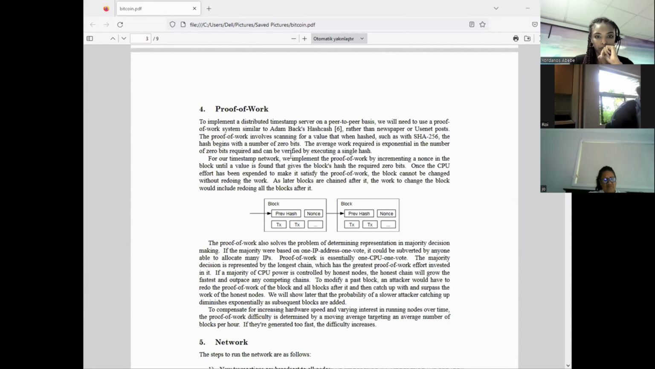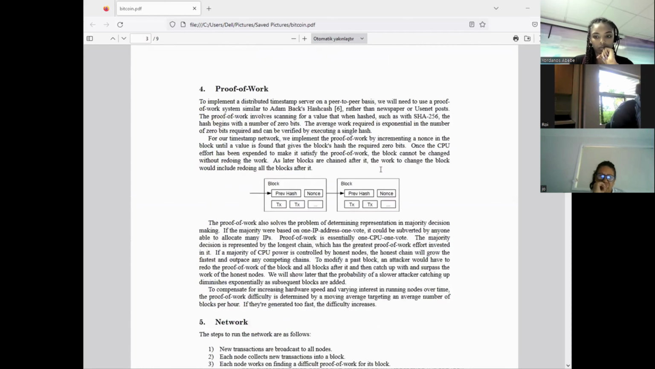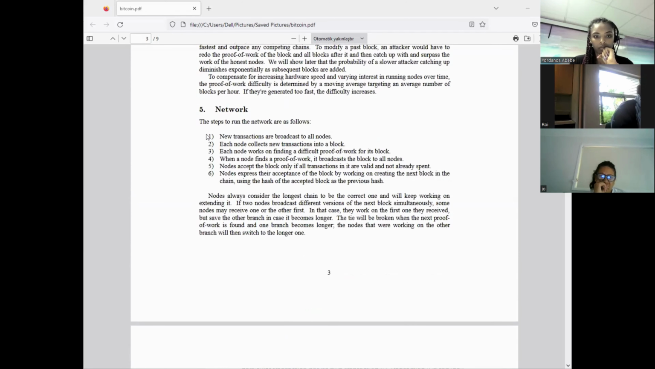So they have the proof of work, which is the hash, the block hash, and everything. SHA-256 is what they use to generate the hash ID as a proof of work. We explained this in our previous class, and we showed how Bitcoin uses SHA-256 to confirm transactions. So we have the network. The steps to run the network are as follows: new transactions are broadcast to all nodes. We said something about nodes and how they verify transactions; each node collects new transactions into a block. We explained this in our previous class.